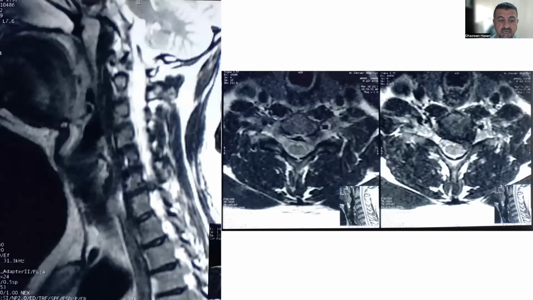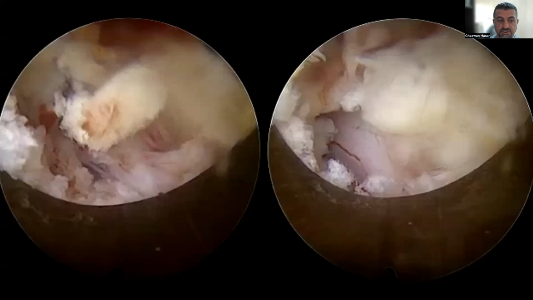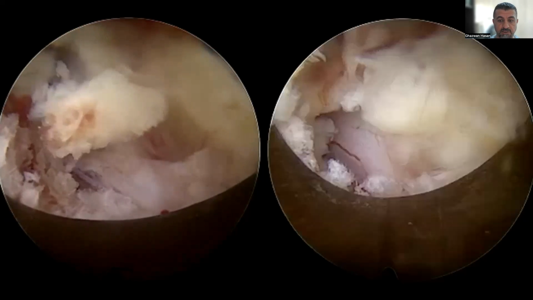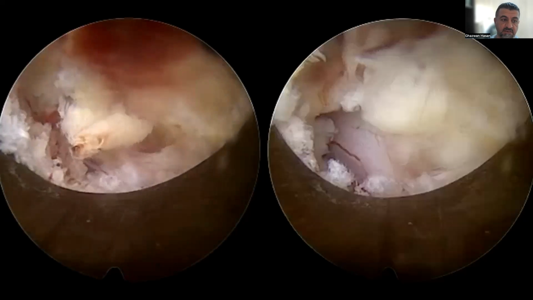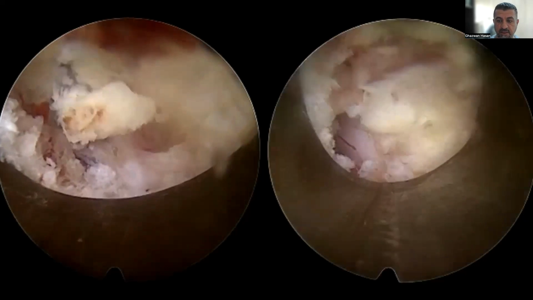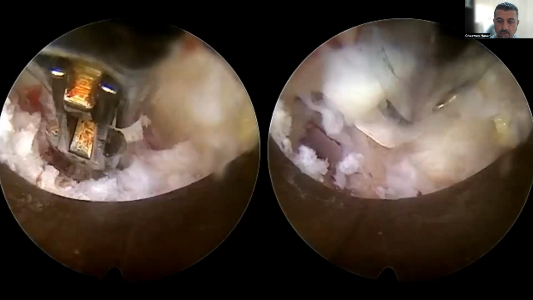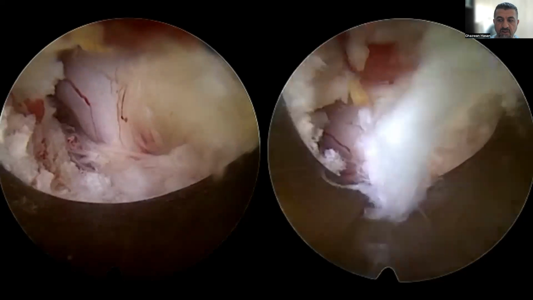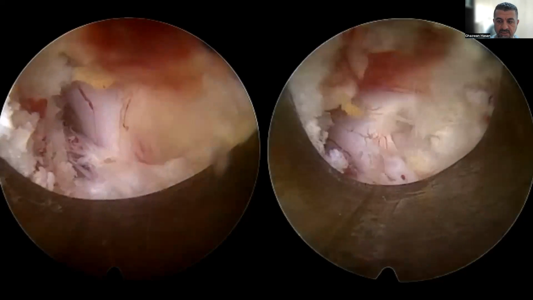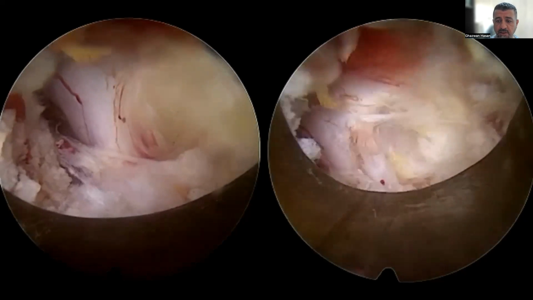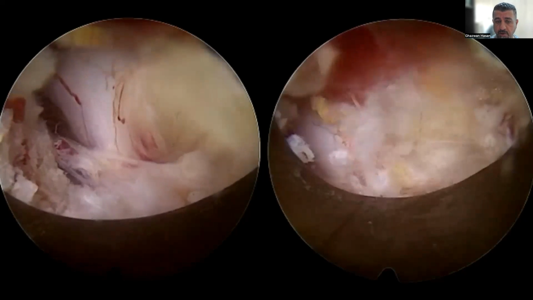This is a case that I presented before, and this is the surgical option that I did, actually a posterior cervical discectomy. You see that this is the initial view, and in the right view you see the root, and at the moment that I remove the disc, there is relief of the compression on the root.